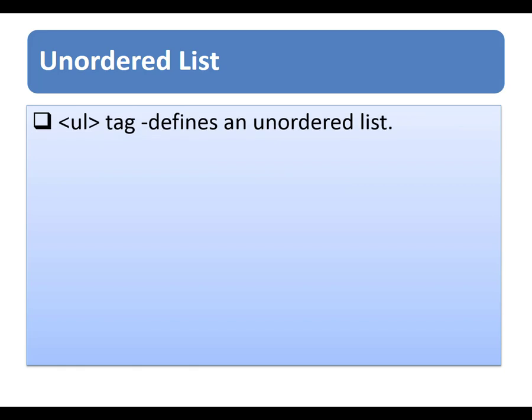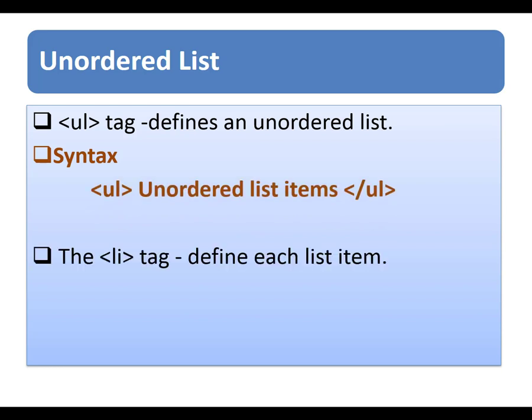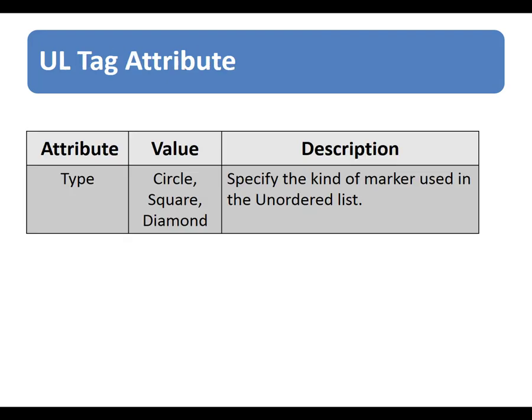Here UL tag defines the unordered, that is bulleted list. This is the syntax of UL tag. You can use the UL tag together with the li tag to create the unordered list items. The list items will be marked with the bulleted small black circles by default. The syntax of li tag is opening and closing li tag and the list items included within it. With UL tag, you can use the type attribute to specify the kind of marker used in the unordered list. The value of type attribute may be circle, square, or diamond.